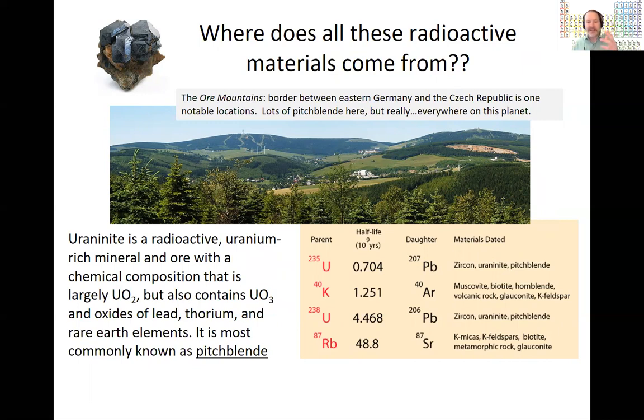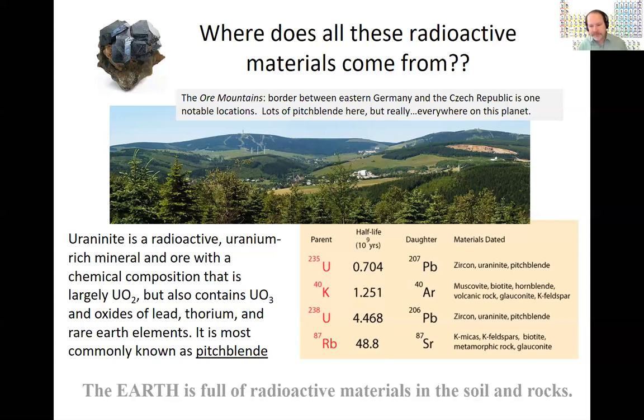You can see the radioactive elements that are very important are uranium, which decays down into lead, and potassium, which turns into argon. Uranium-238 goes to lead-206, and rubidium goes to strontium. These are very important radioactive elements that end up getting used a lot for dating the age of materials. So we're going to look at how some of this dating and age calculation takes place.